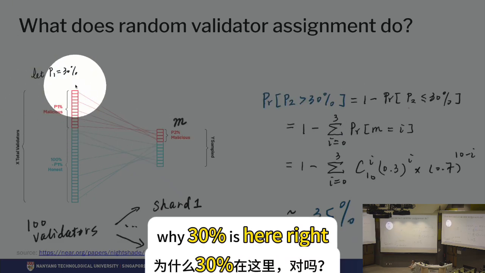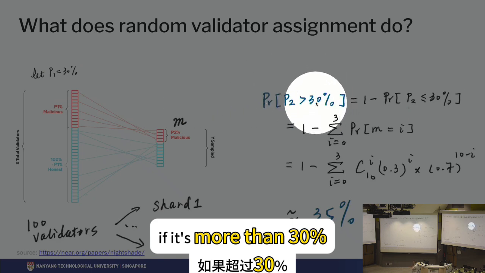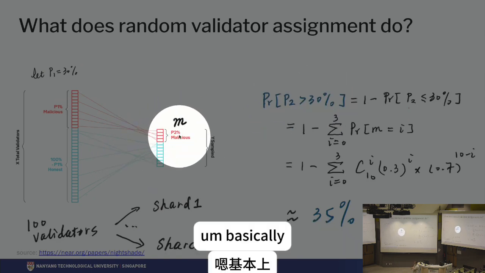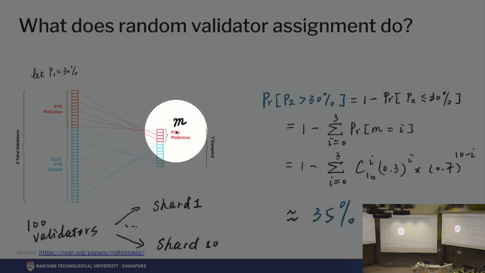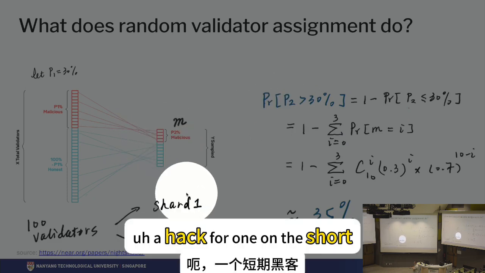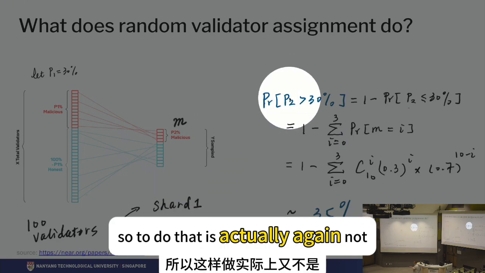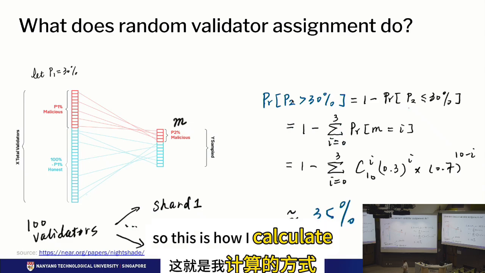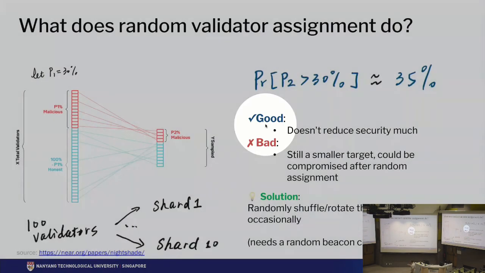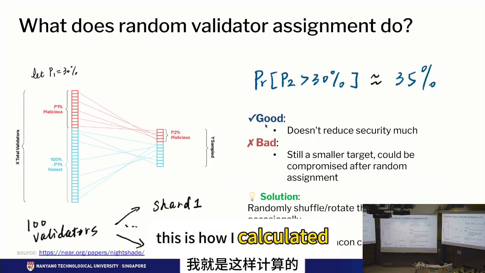Why 30% here? If it's more than 30%, basically it becomes a hack for one of the shards. To do that is actually not that difficult, considering your background. So this is how I calculated.